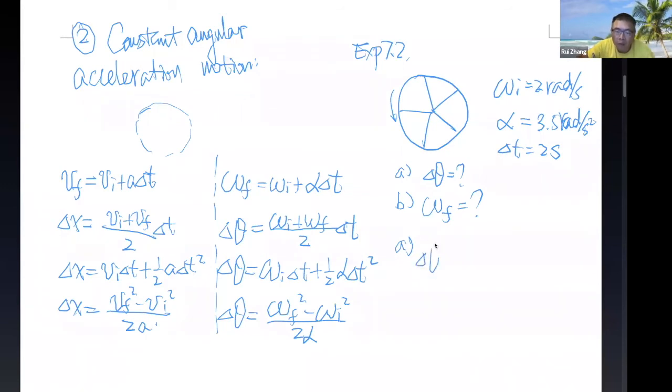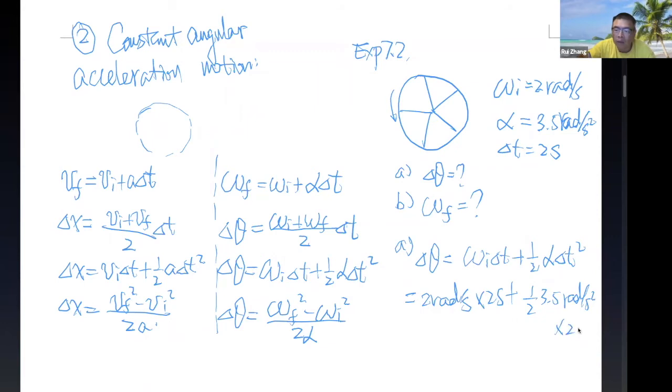We have delta theta equals omega i delta t plus 1/2 alpha delta t squared. Plugging in numbers, we have 2 radian per second times 2 seconds plus 1/2 alpha, which is 3.5 radian per second squared, times delta t squared, which is 2 seconds squared. Now notice the units: radian per second squared times second squared, the seconds cancel out, so it's radian as well. In the end, you have 4 plus 2 squared, which is 4, divided by 2, which is 2, times 3.5, which is 7. So 4 plus 7 radian, which is basically 11 radian. So that's your answer in radians.